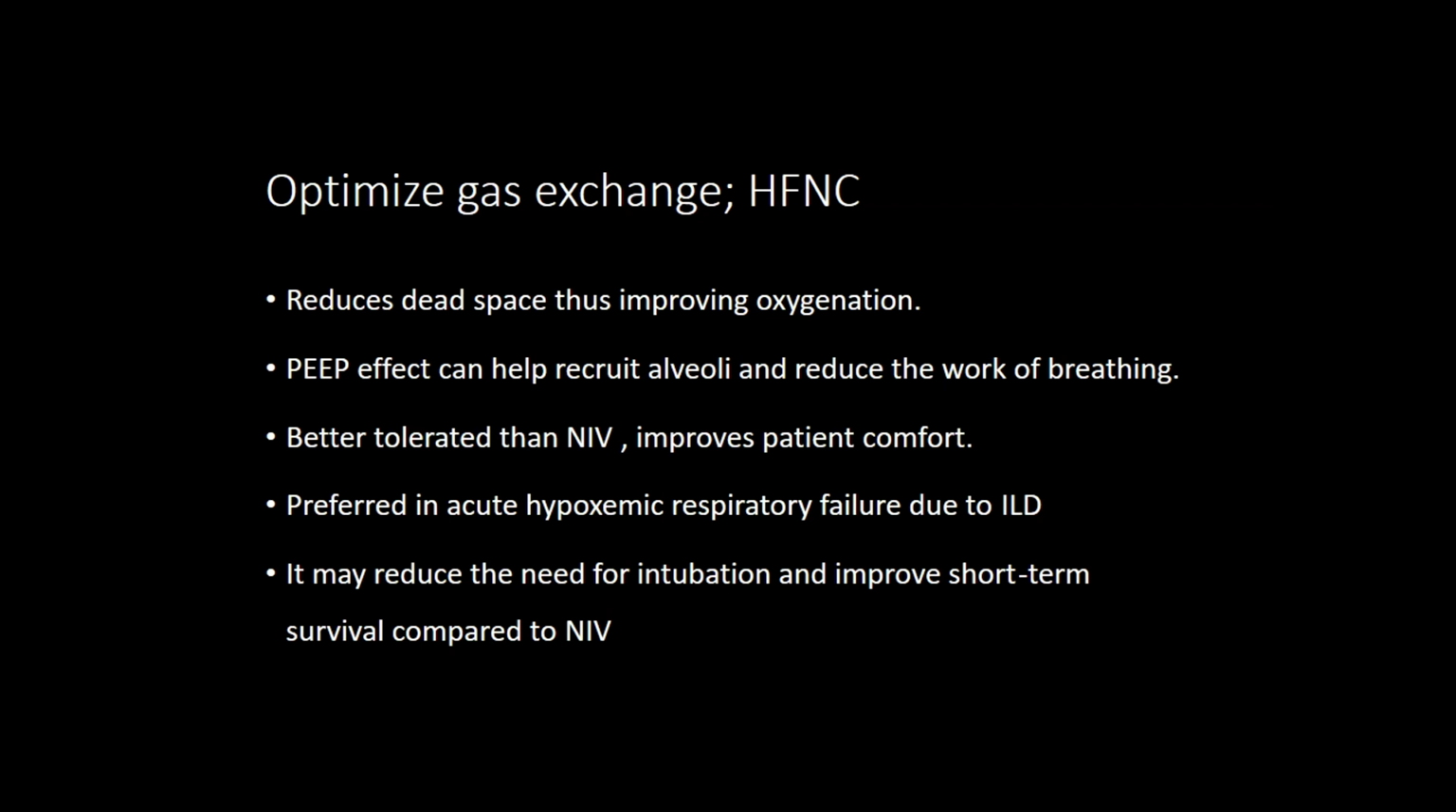And some studies have demonstrated that it improves short-term survival compared to NIV, but there are some methodological limitations in those studies. Issues of blinding and the choice of therapy was left to the physician. So that we can take with a bit of whatever.